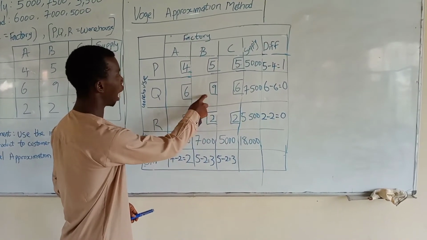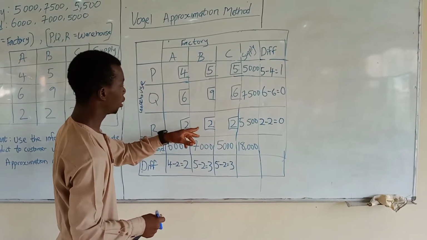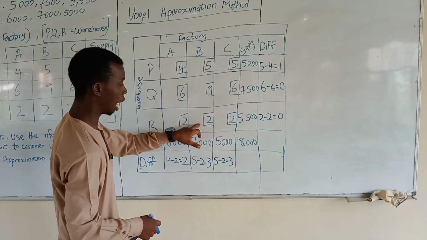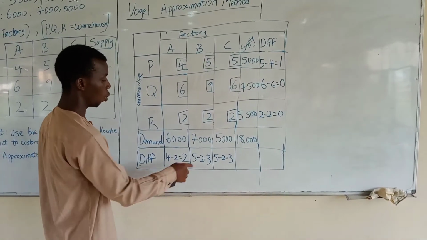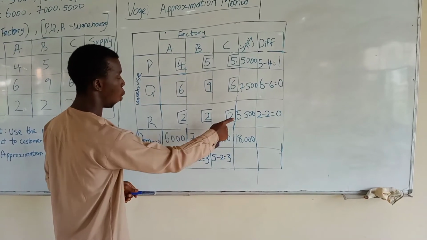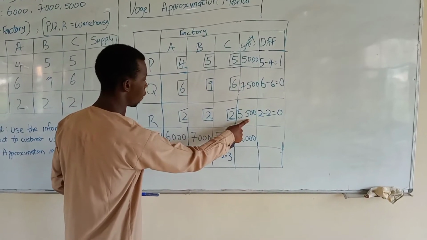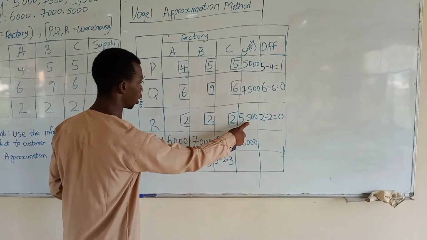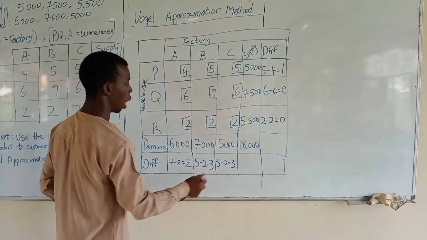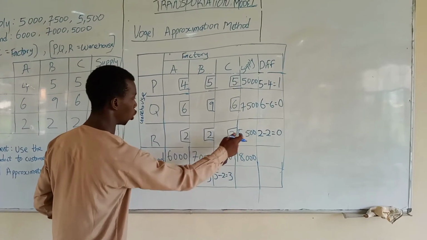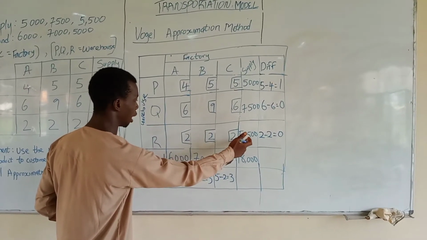We have 2, so we allocate to the cell that has the lowest cost. We have 7,000 here, and 5,500 units here. So we have supply, and we just supply what is available here.